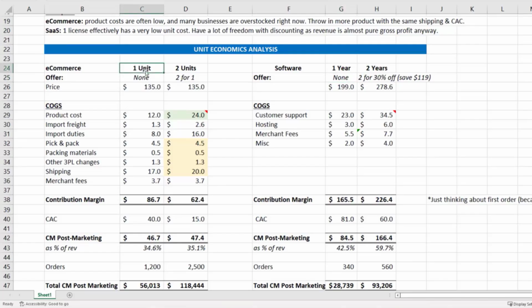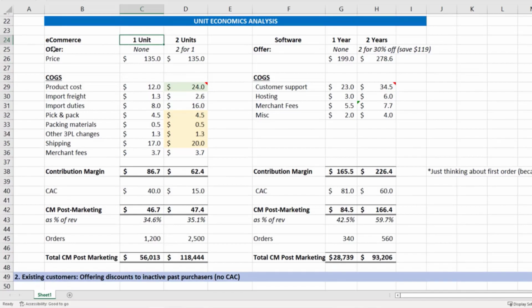E-commerce. So let's say this business sells a product, and their normal, basically standard offer is you buy 1 unit of whatever this product is. It's $135. You have all of your product and fulfillment costs. So you have product, import freight, import duties, pick and pack, packing materials. Obviously, I made these numbers up, but I made them up in a way that is very realistic.